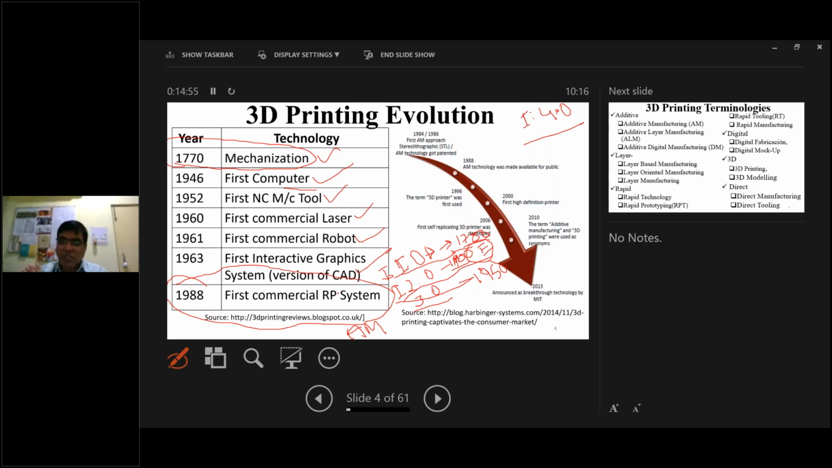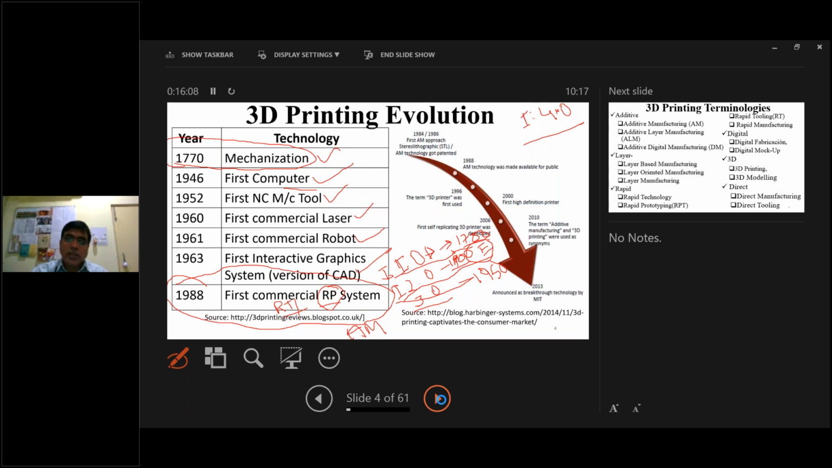So the modern day name is additive manufacturing, but the childhood name of this technology could be RP, RT. RP is rapid prototyping and RT is rapid tooling. Please do understand this is essential in terms of understanding the principles of this particular technology. Let's quickly move on to the third.